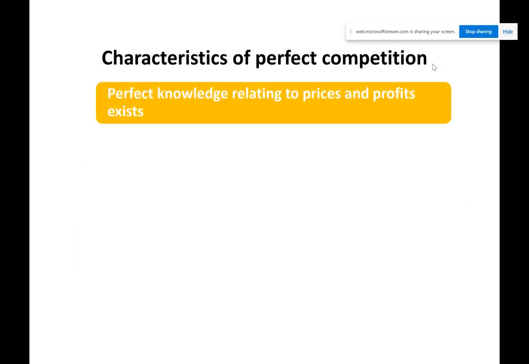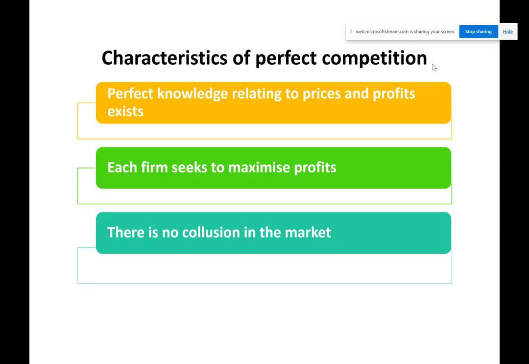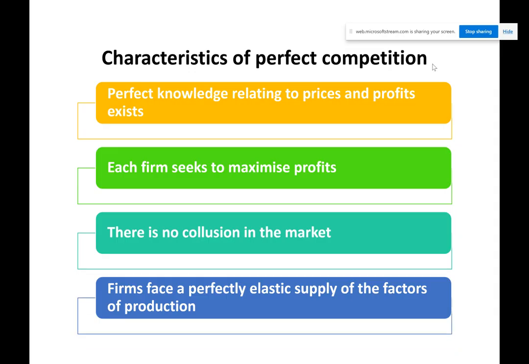What else have we got? Perfect knowledge in relation to prices and profits exists, which means anyone can enter and anyone can exit, but also it means that there's no value in you setting your own price because everyone knows that the goods are homogeneous, which means there are no price wars. There's just a price. Each firm seeks to maximize profits, and when we start drawing it, we'll talk about that. There's no collusion because there are so many buyers and sellers that there's no one big firm that dominates this market. And the last one is firms face a perfectly elastic supply of factors of production.